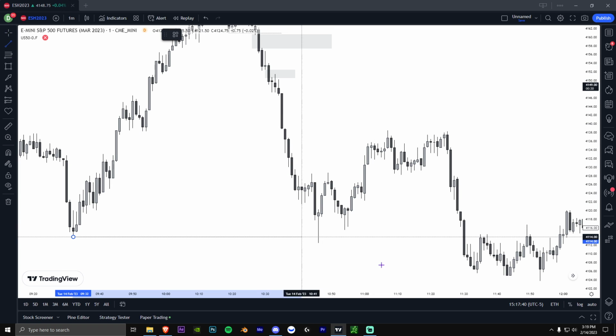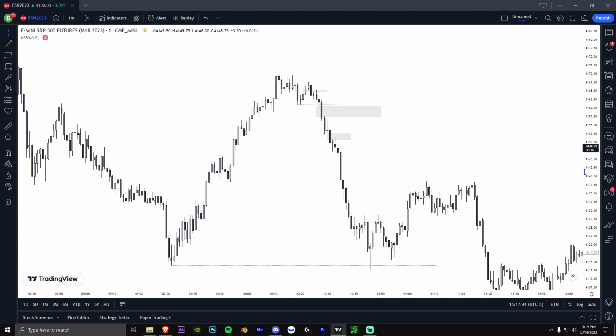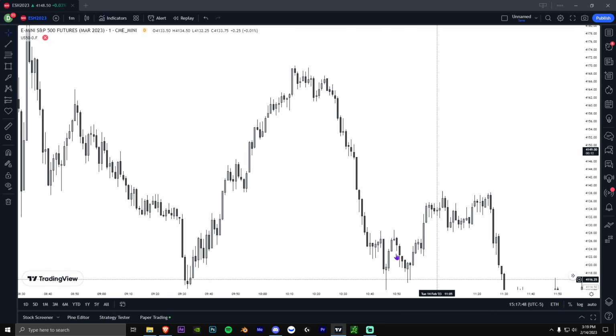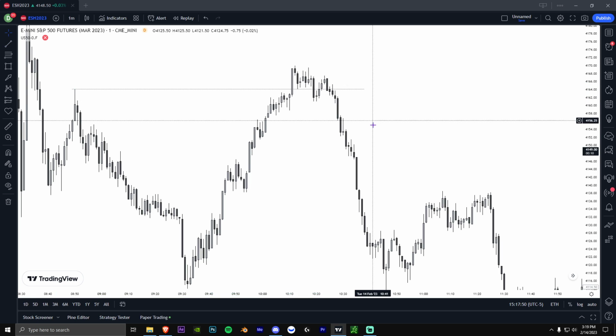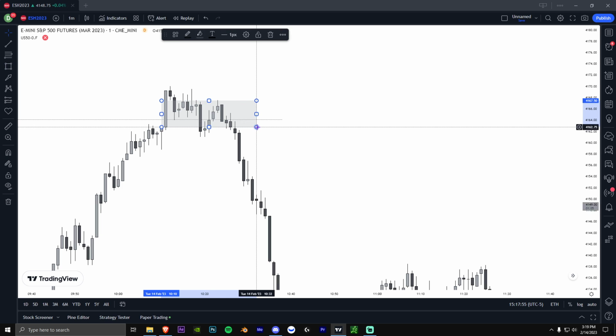Where's the target? Down here, okay? So you really have to pay attention to, did we take out liquidity? Okay, in this situation, we did. So you can see we took out buy side here, and that's exactly why you wouldn't long something like this, because we took out buy side.